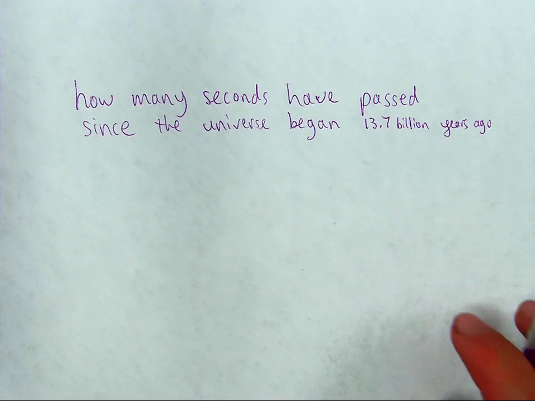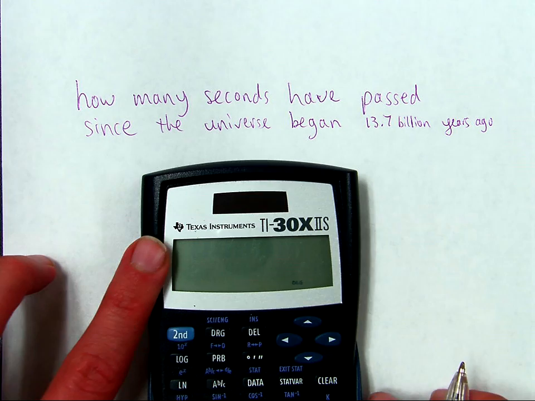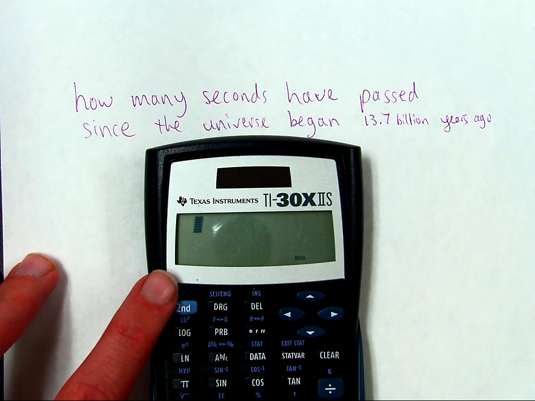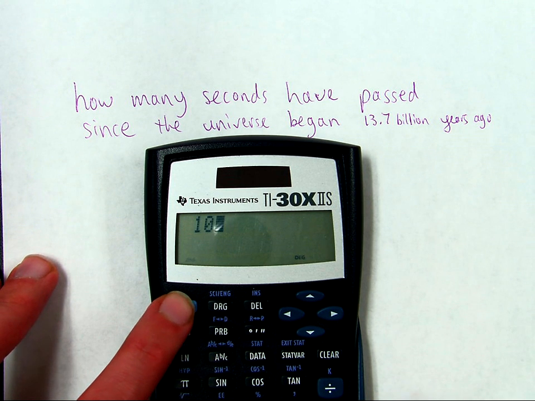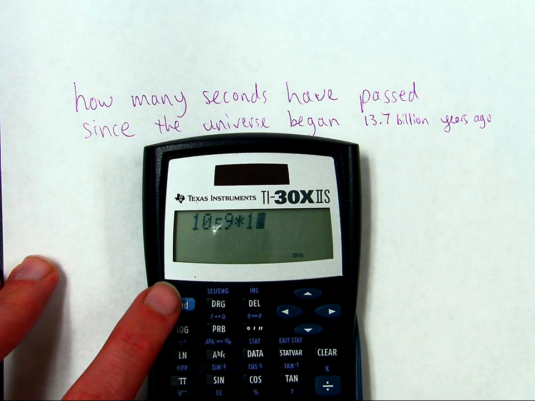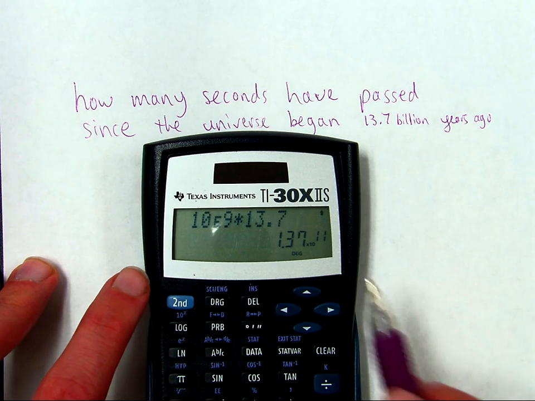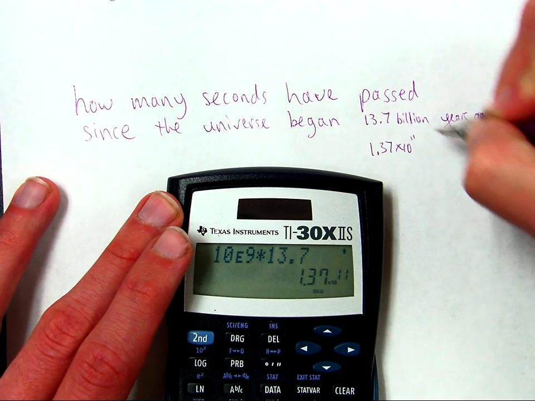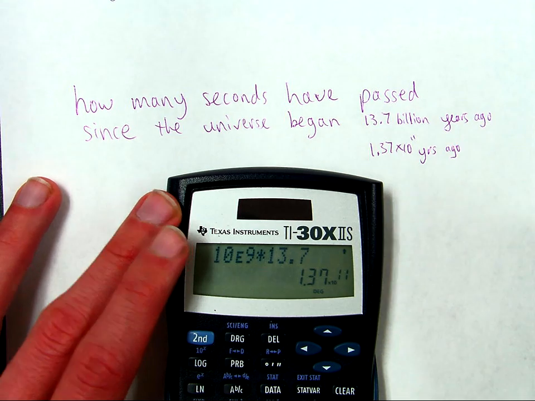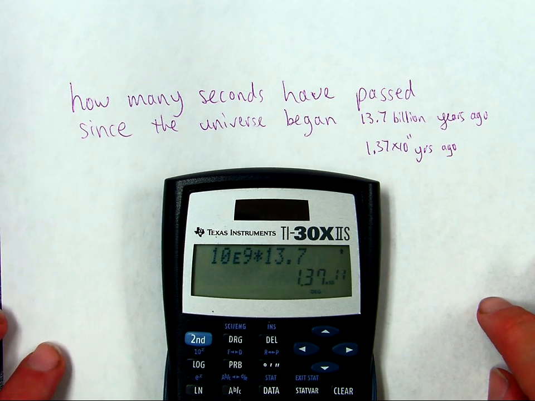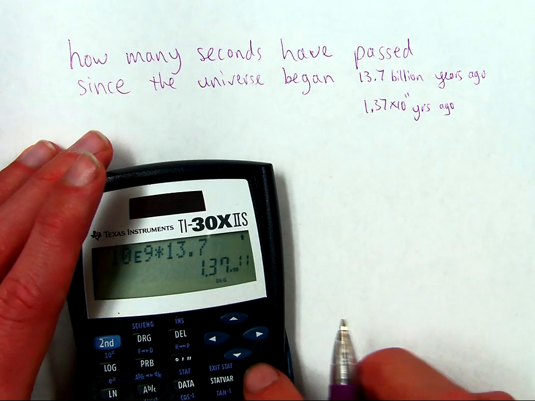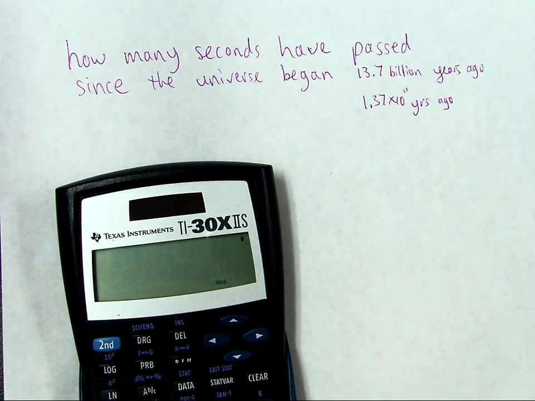Now, if you don't want to try and convert that to standard scientific notation, that's okay. You can have a calculator do it for you, because you can do 10 to the 9th, that's a billion, times 13.7. That's, okay, 13.7 billion years ago is 1.37 times 10 to the 11th years ago. So how many seconds have passed in the entire history of the universe? In other words, how do you get from years to seconds?